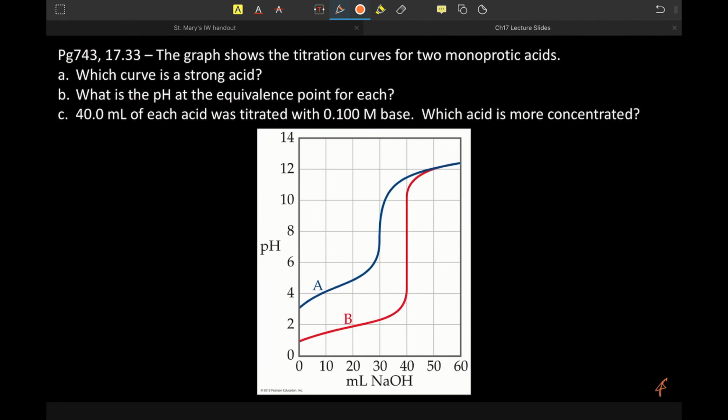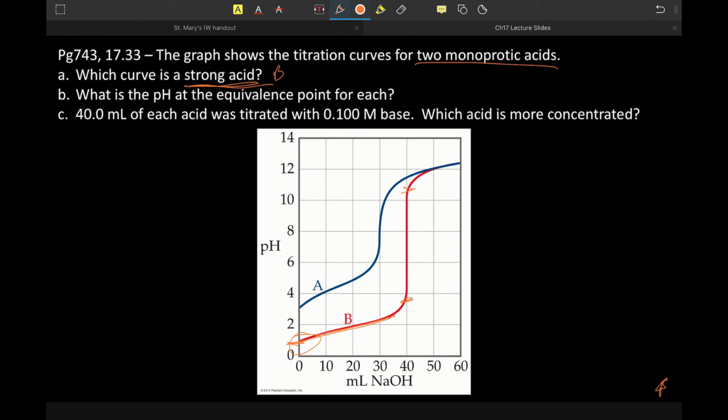Good? All right, next up, the graph shows the titration curves for two monoprotic acids. Which curve is a strong acid? Here we're looking for the hallmark features of a strong acid titration, and I feel like that is clearly B. We just have a straight line here, no initial inflection points. We have a lower initial pH and a longer rise accompanying our equivalence point.